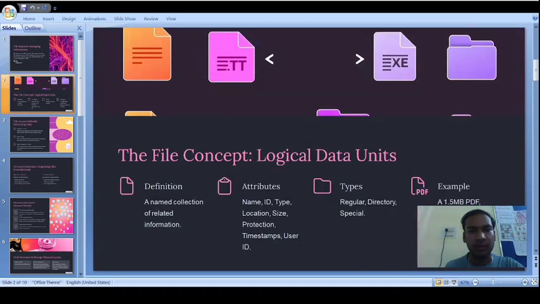There are three types of file concepts: definition, attributes, and the types. Definition means the files are stored in the form of a named collection. In attributes, the files are stored with name, ID, type, location, size, or user ID. There are three types: regular files, directory files, and special files. Example like a PDF, where the PDF can be stored in a file name or in bytes.